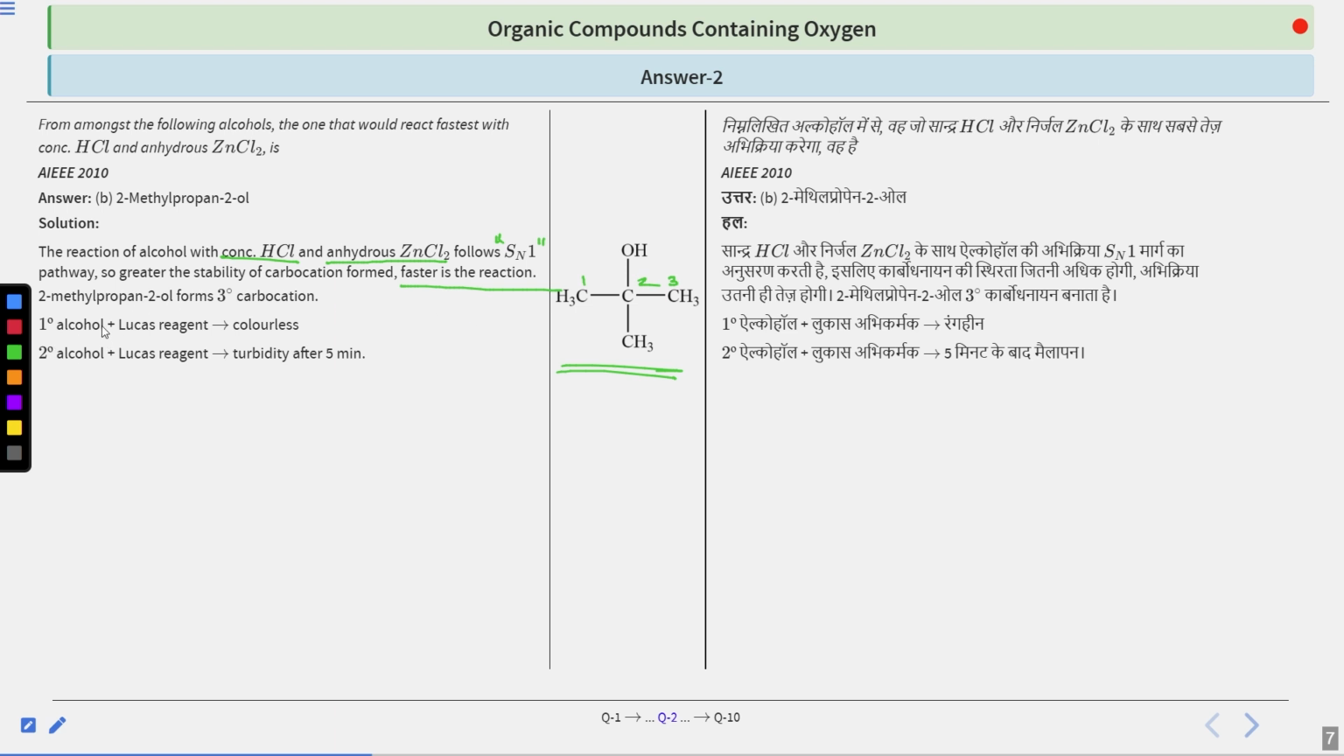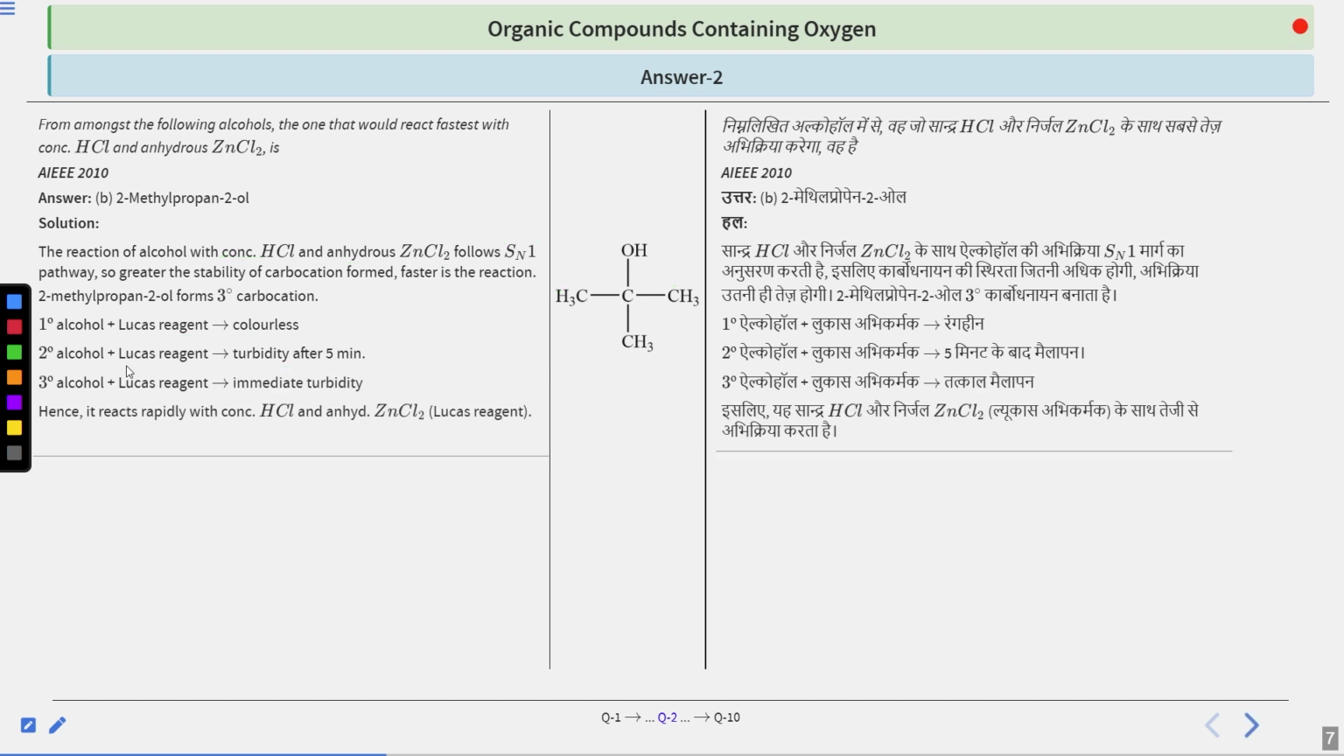So primary alcohol when reacting with Lucas reagent, basically concentrated HCl and anhydrous zinc chloride, will give a colorless product. And if a secondary alcohol reacts with Lucas reagent, we get turbidity after 5 minutes of the reaction. Okay. And when the tertiary alcohol reacts with Lucas reagent, we get immediate turbidity. That means the product forms immediately. So it reacts rapidly with concentrated HCl and anhydrous zinc chloride.